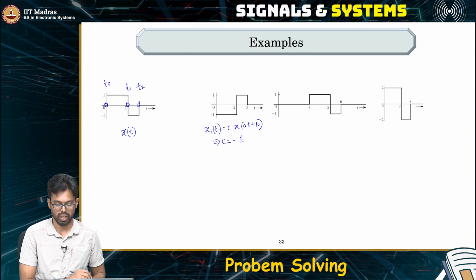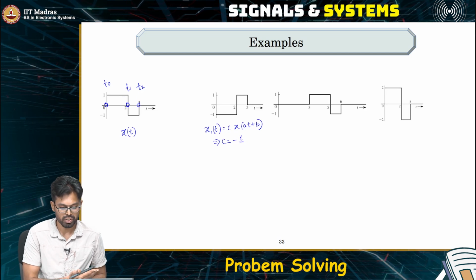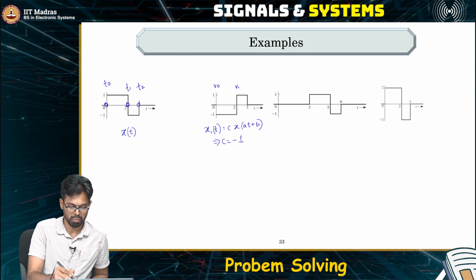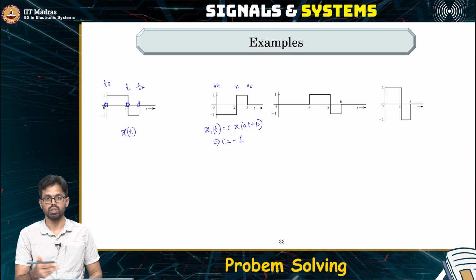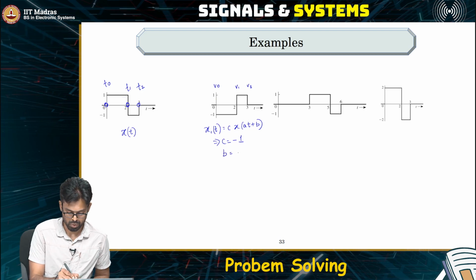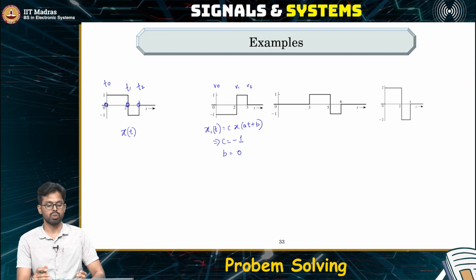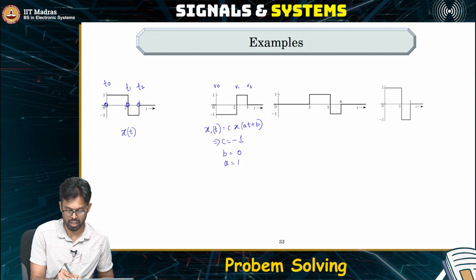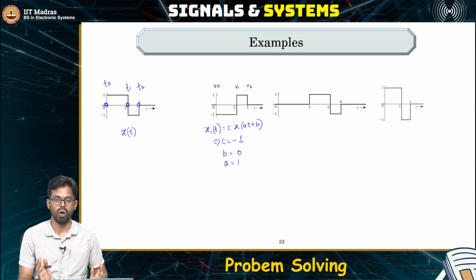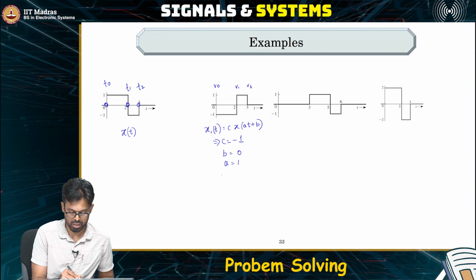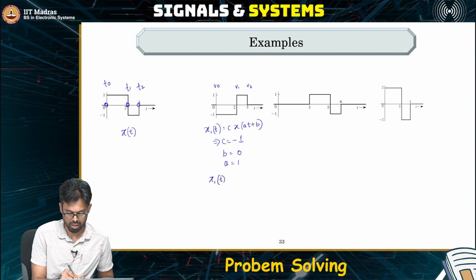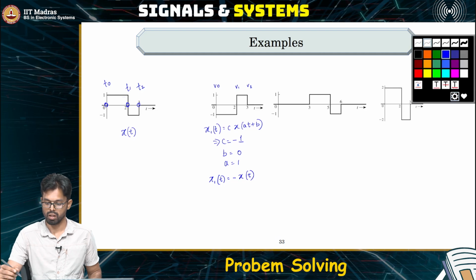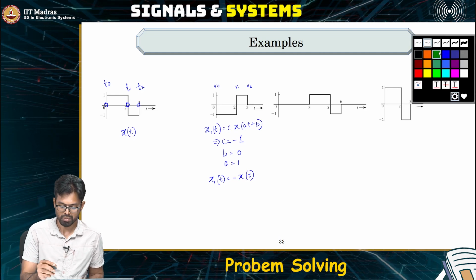Now let's try to figure out a and b. Has the origin shifted? No, the origin has not shifted because we still have the same points at 1, 2 and 3. So b is equal to 0, and there is no stretching or squishing. So just by observation we can say a is equal to 1. The signal has not stretched or compressed. So x1 of t is just minus x of t. Okay. Now let's see another case.